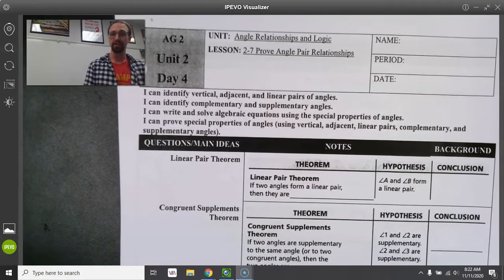Before you watch the video, you should already know vertical angles, adjacent angles, and linear pair angles. You should also know complementary and supplementary. So if you are unsure of any of those, go back and review the previous set of notes until you feel confident with that, or reach out to your instructor for help.